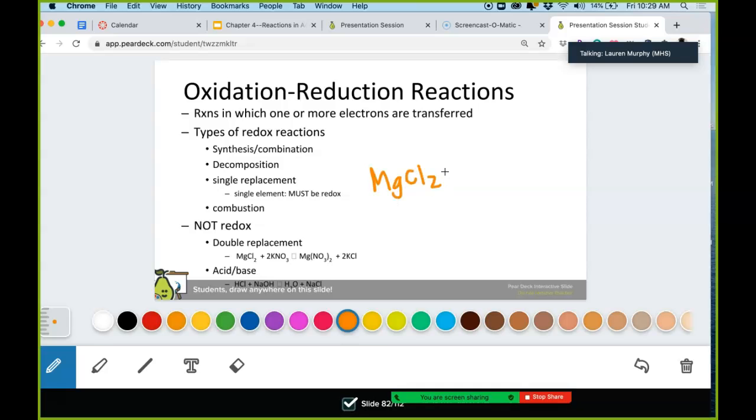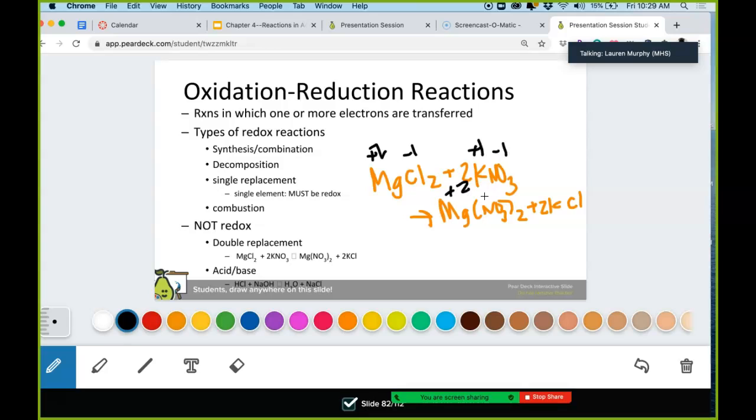So we need to assign oxidation states to every single element in the reaction, or ion, I guess we could do. So this is a double replacement reaction. So you go, okay, well, what's magnesium? Magnesium's +2. What's chlorine? -1. What's potassium? +1. What's nitrate? -1. What's magnesium? +2. What's nitrate? -1. What's potassium? +1. What's chloride? -1. In order to be redox, things have to change oxidation states.